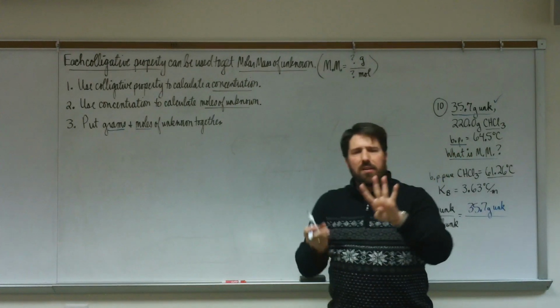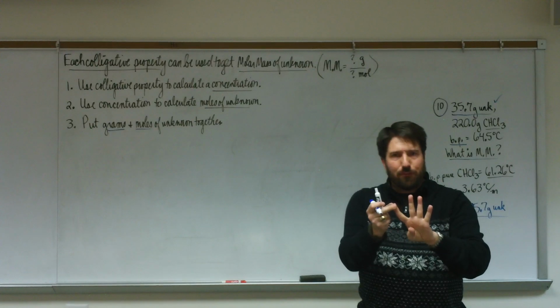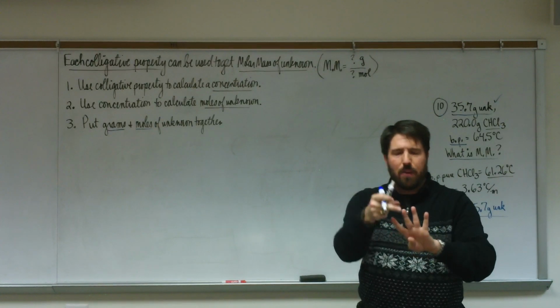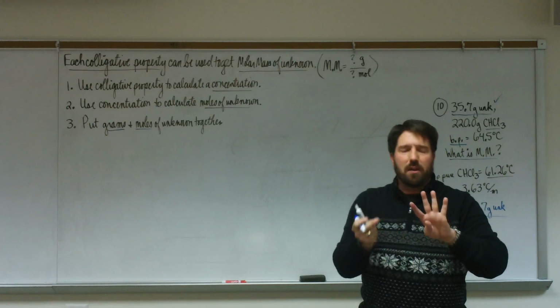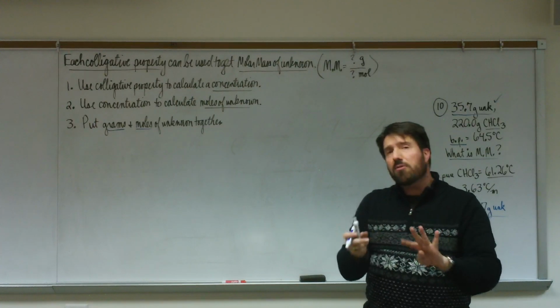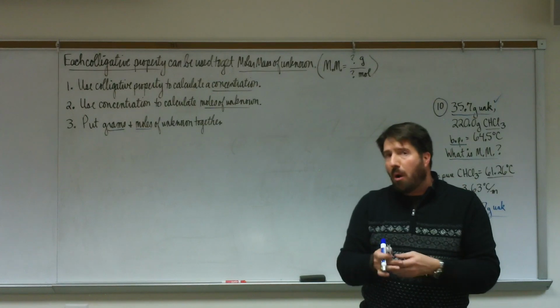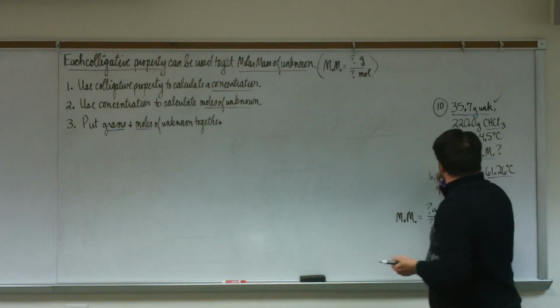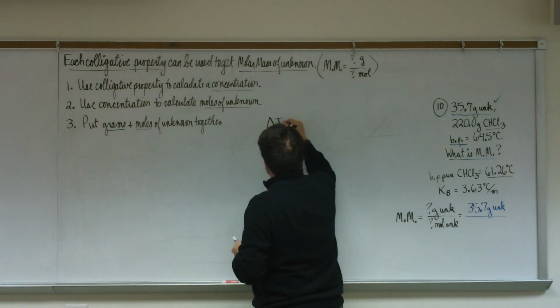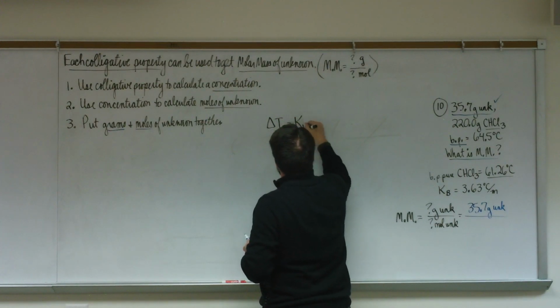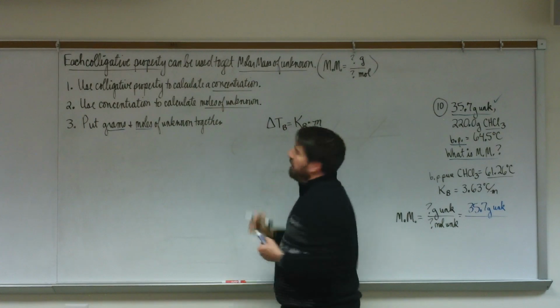Remember, there are 4 colligative properties. You should know the equations for them. Vapor pressure lowering has an equation. Boiling point elevation has an equation. Freezing point depression has an equation, and osmosis has an equation. You have to have them memorized so you can do the problem. Boiling point's equation is that the delta T of boiling has to be the K of boiling times the molality.